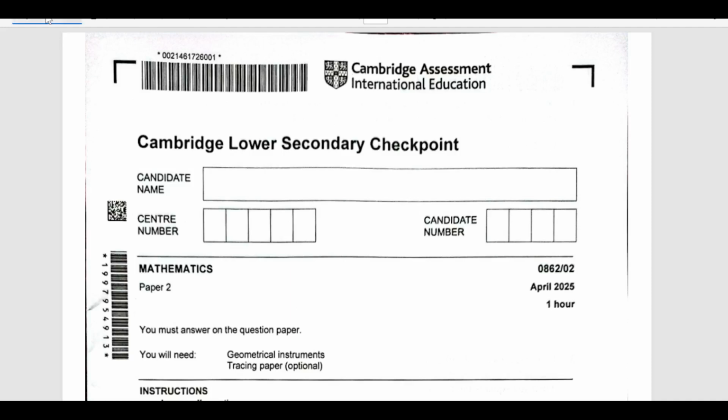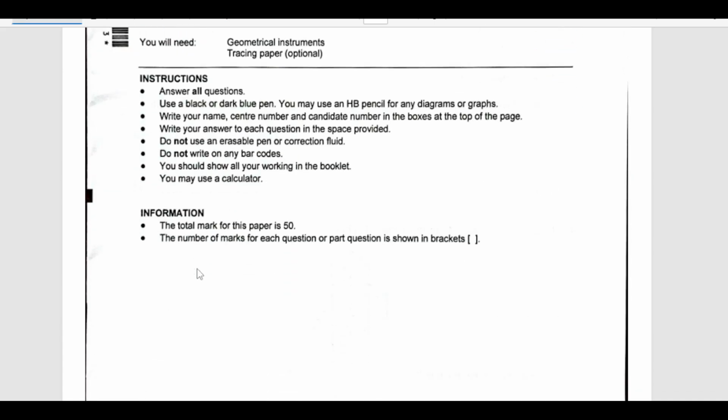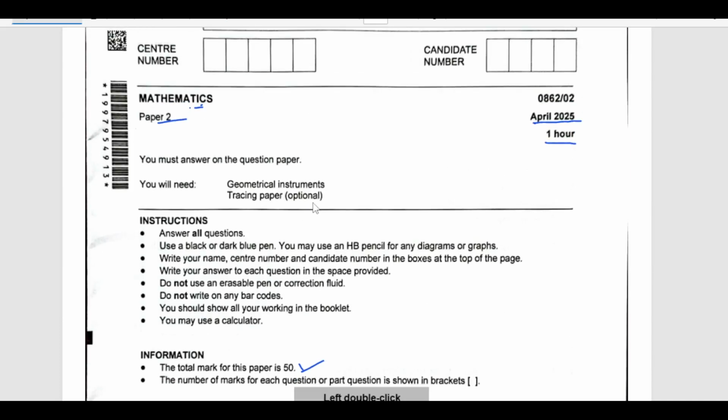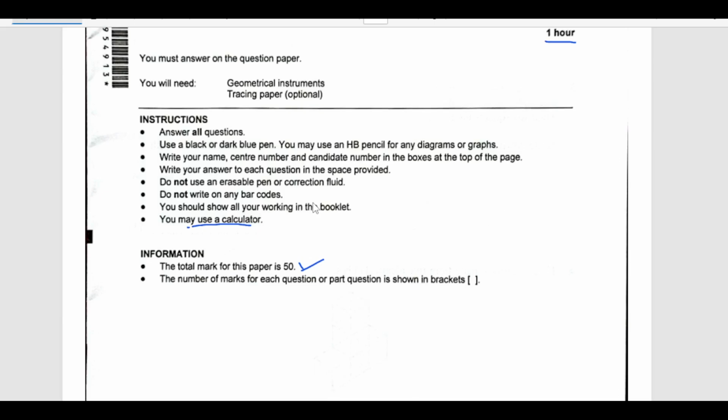This is Cambridge Lower Secondary Checkpoint Mathematics Paper 2 from April 2025. The time to complete this is 1 hour, and the total marks of this paper is 50. In this Paper 2, you may use a calculator. You can see here in the instructions.